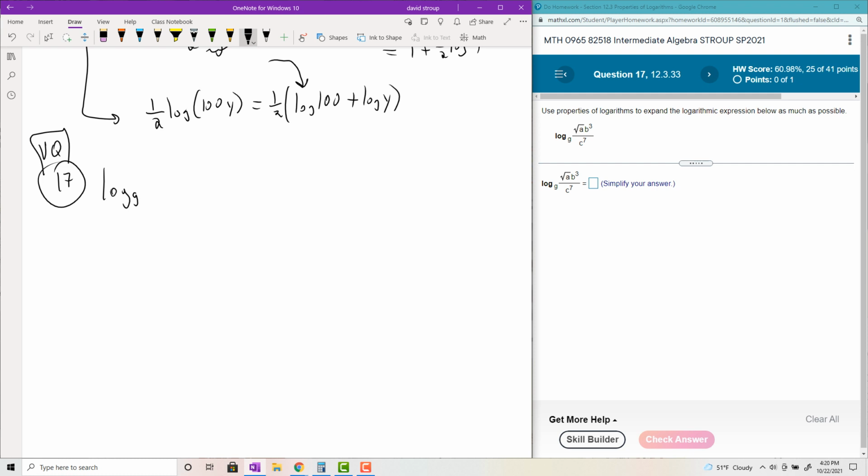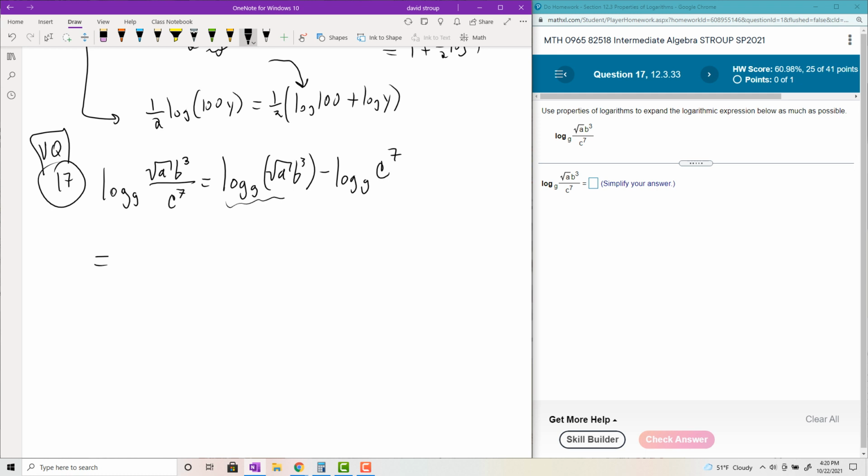Okay, so log base, and that is a g as in gangster. Okay, so log base g of square root of a b cubed all over c to the 7th. So first I'm going to do the quotient rule. So log base g of square root a times b cubed minus log base g of c to the 7th.